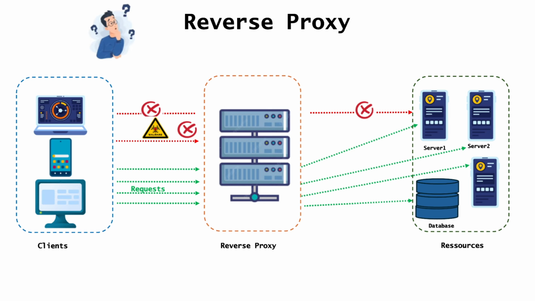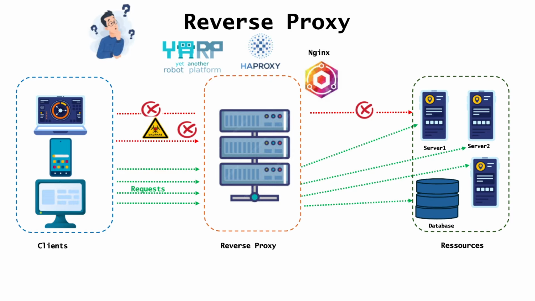Tools like Nginx, HAProxy, or YARP in .NET are common examples of reverse proxies, and they're a key piece of almost every large-scale architecture today.